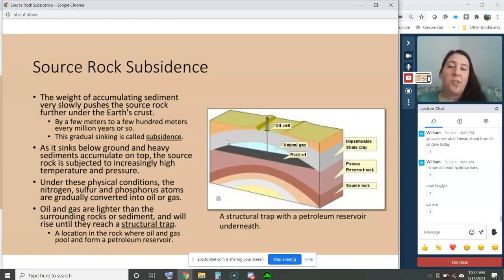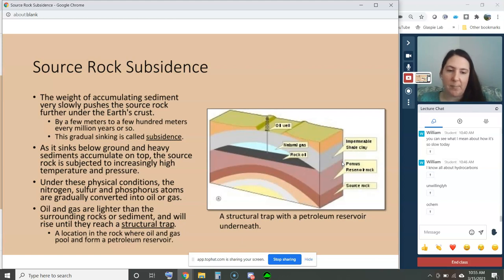Okay, so once you have source rock form, then it has sediment that accumulates on top of it. And so this would be the source rock. You get sediment layers accumulating on top of it, and the weight of the accumulating sediments very slowly pushes the source rock further under the Earth's crust. This is a really slow process. It really only goes by a few meters to a few hundred meters every million years or so. So really slow. And this gradual sinking is called subsidence.